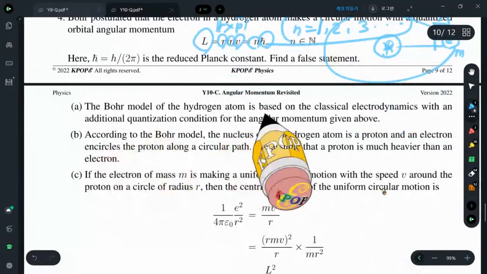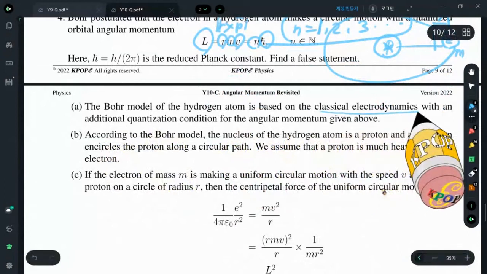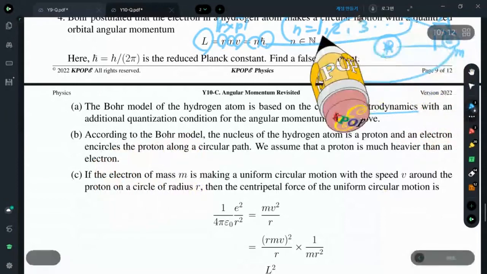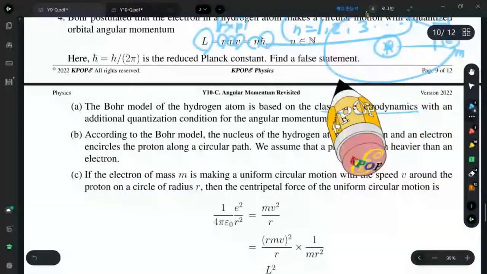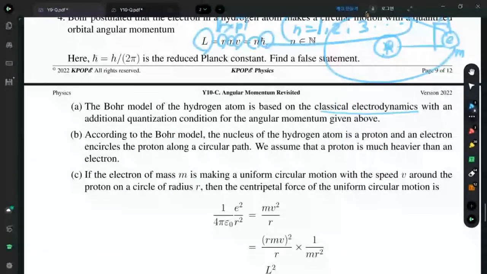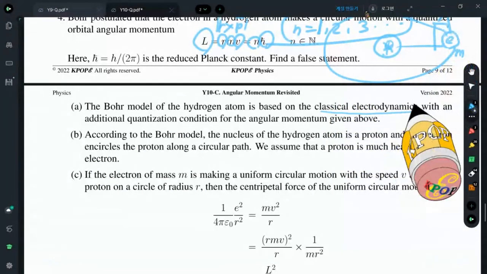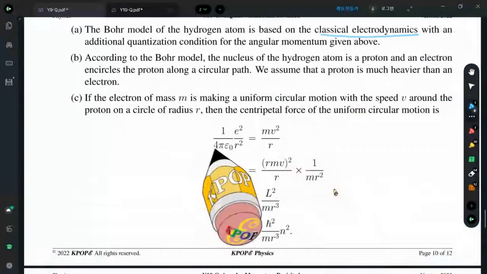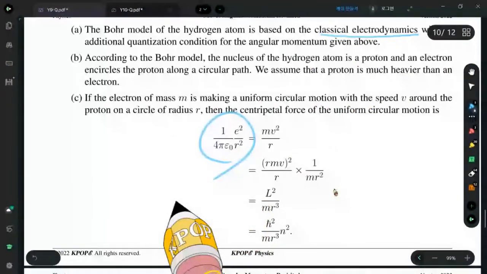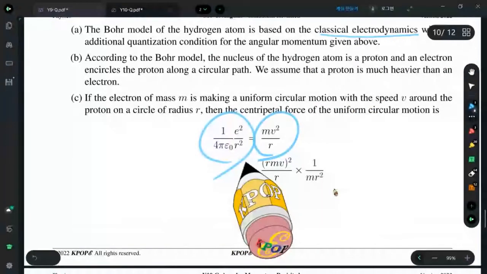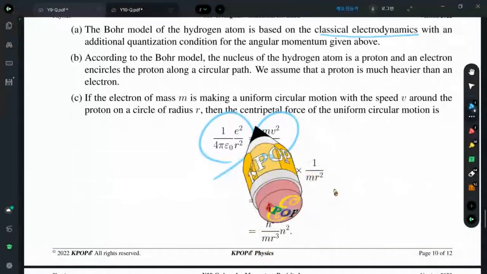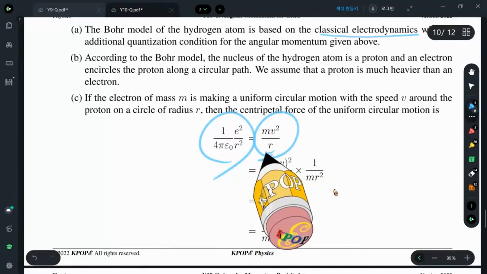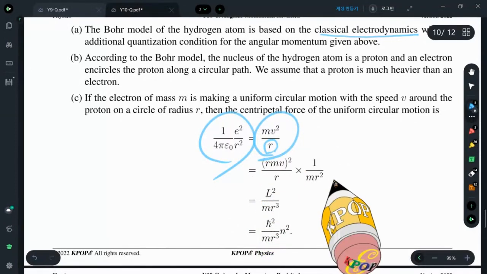However, the Bohr model of the hydrogen atom is based on classical electrodynamics. Sure, we made use of Coulomb's law and used Newton's second law of motion, and we know how to evaluate the various things in uniform circular motion. In Bohr's model, the Coulomb force should be equal to the centripetal force that is made by a massive particle with orbit radius r and speed v.